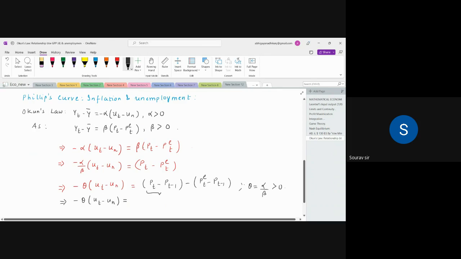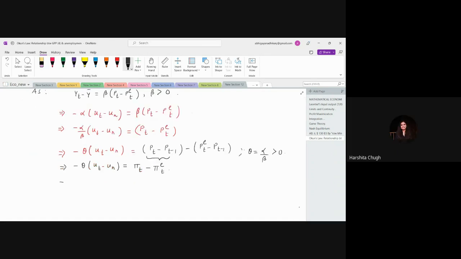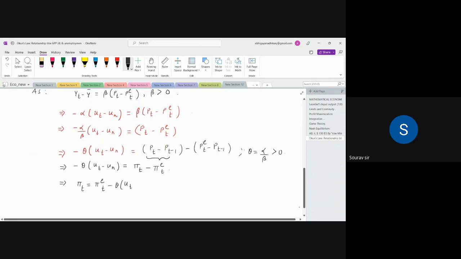What is this quantity? The actual inflation in period T. And what is this? The expected inflation. So what do you get? Pi t equals pi expected in period T minus theta times ut minus un. Phillips curve. Okay?